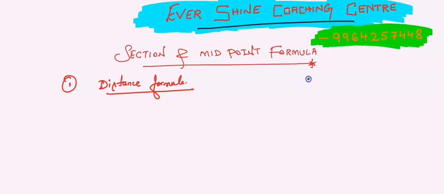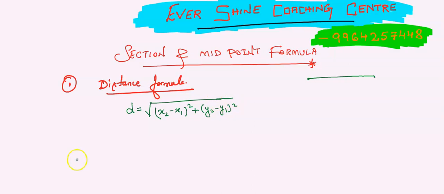Whenever they give you two points, if you want to find the distance between this point and this point, then we use the distance formula. The distance formula is denoted by d. D is the distance. D is equal to root of (x2 minus x1) whole square plus (y2 minus y1) whole square. This is the distance formula.